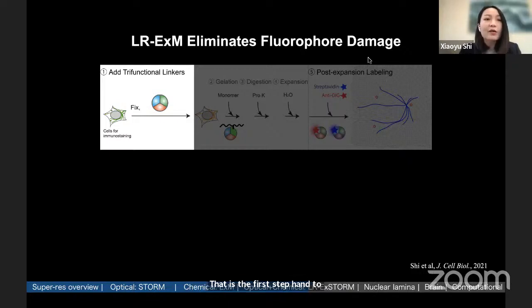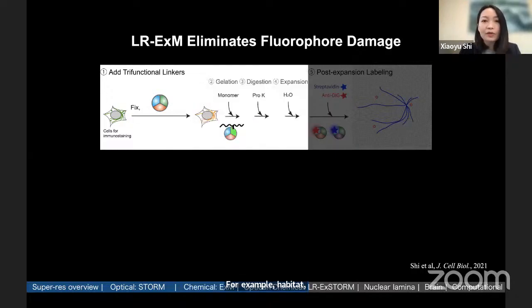The first step, instead of adding in the organic dye conjugated onto antibodies, we are using the antibodies conjugated with our trifunctional linker. That's it. Or using the trifunctional linker targeting the protein tags, for example, Halo tag, SNAP tag, directly. So the middle steps are identical to the standard expansion microscopy. If you already know how to do that, those steps are the same: gelation to form the gel, digestion to break down the protein-protein interactions, and expansion to make your sample larger.